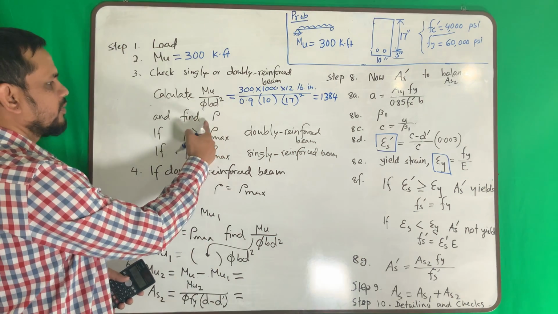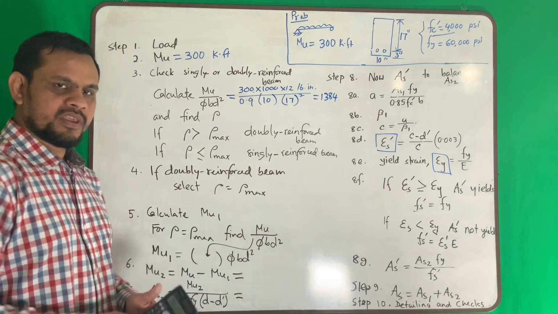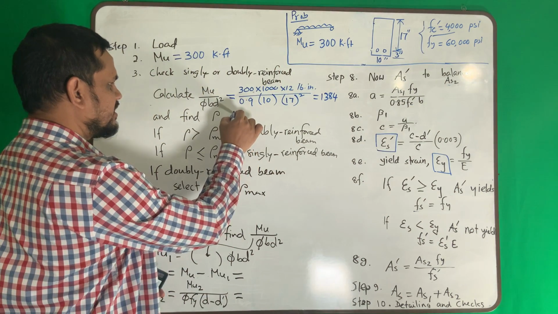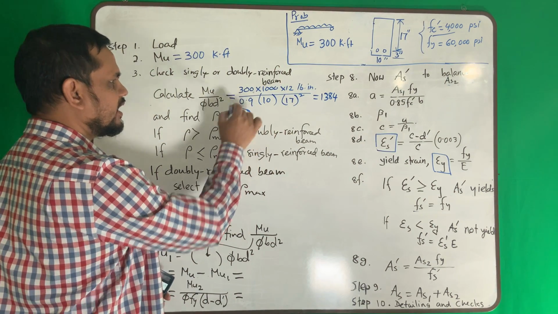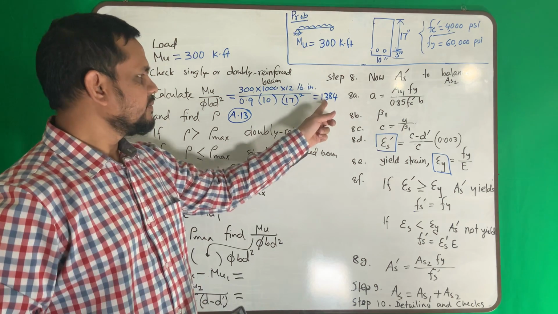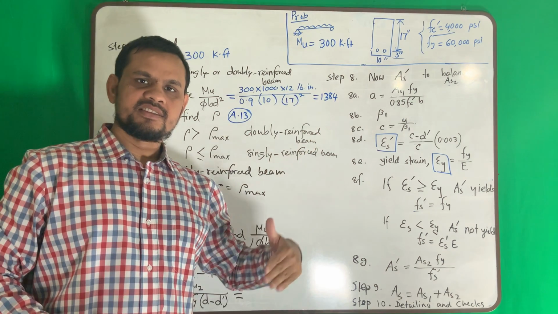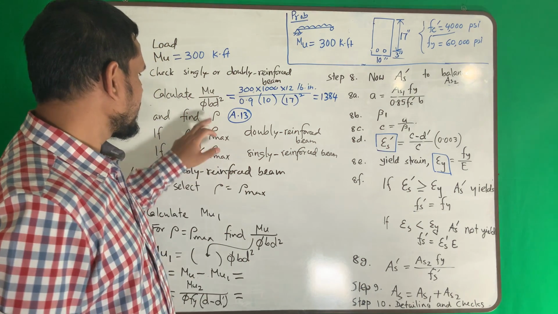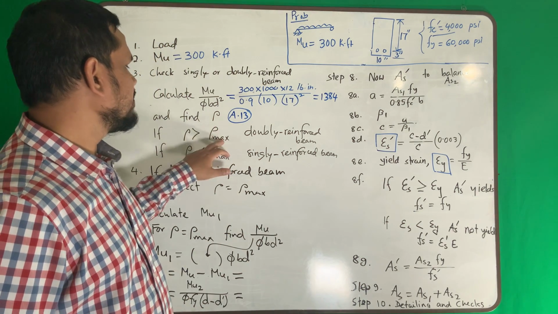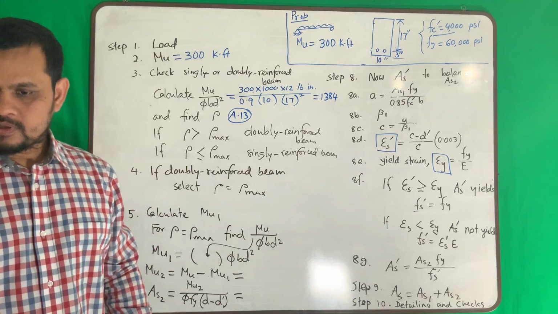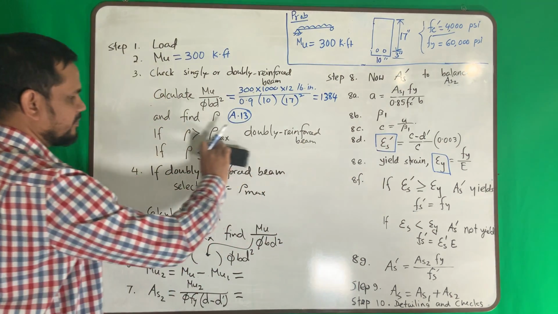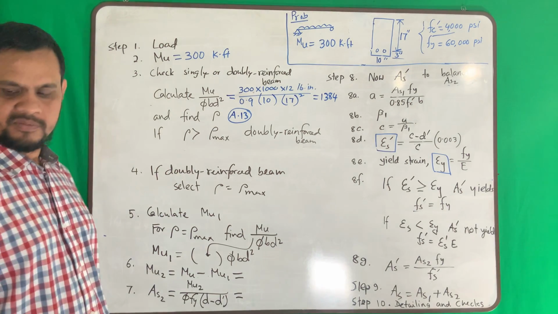And then find rho. If you go to your appendix table for this material, most probably appendix table 13, you will find that this value exceeds the content of this table. That means my rho is more than max. So in this case, my beam is not singly, it's a doubly reinforced beam.